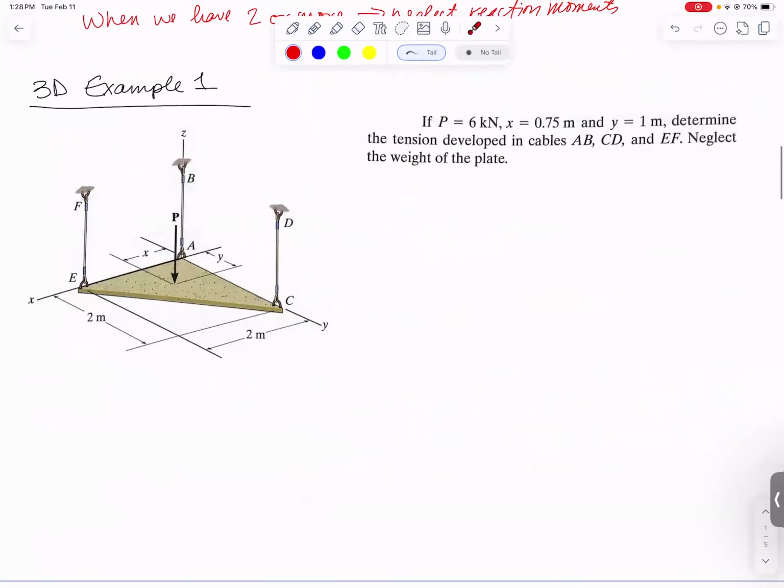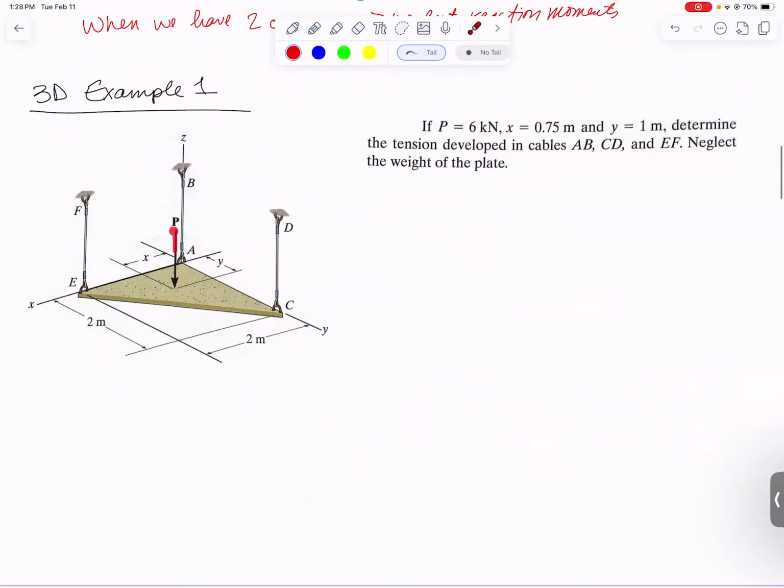So this first example is kind of a warm-up example. It's a triangular plate that has a force P acting on it. We're told that P is 6 kilonewtons, and we're given the location by some coordinates, X and Y. And we are asked to find the tension developed in these 3 cables, and it says to neglect the weight of the plate. So our first step, as always, is our free body diagram.